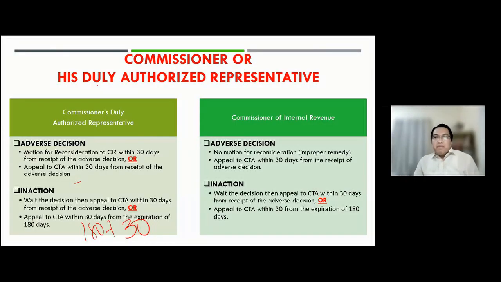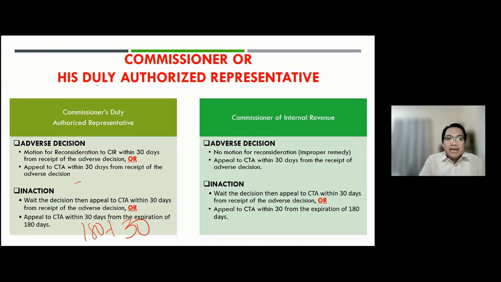So, kapag may inaction, dalawa ang option mo, maghintay or umapila na. So sabihin mo sa BIR, 180 days na, wala ka pang desisyon.